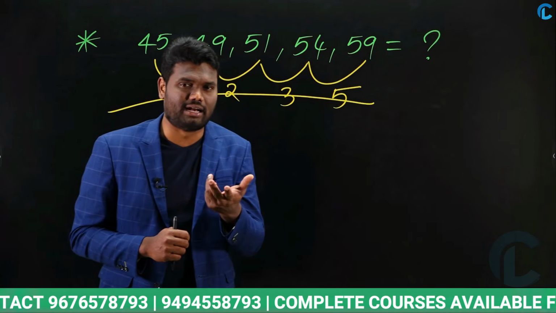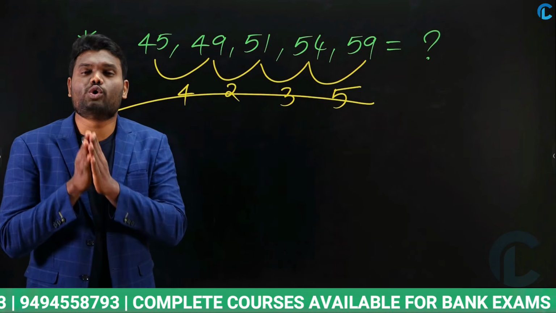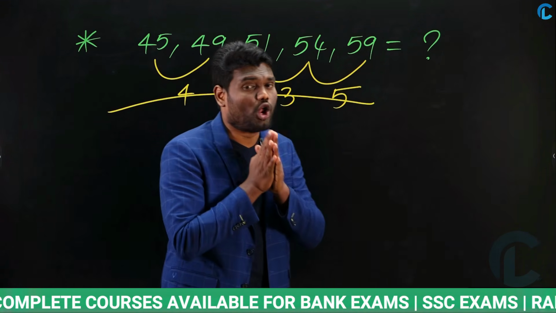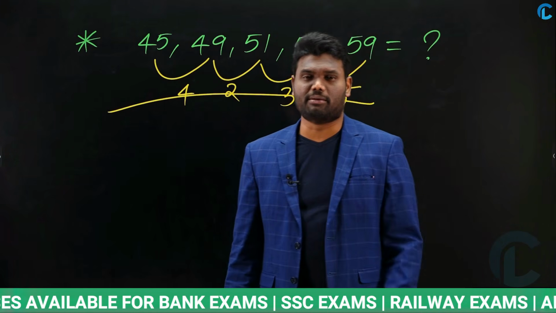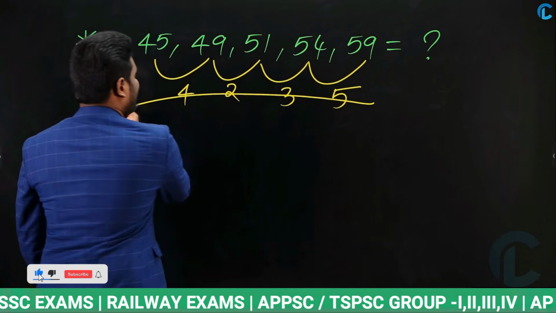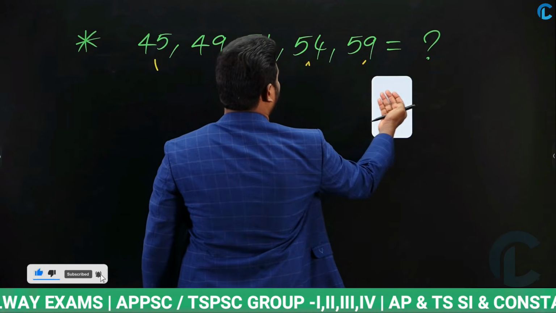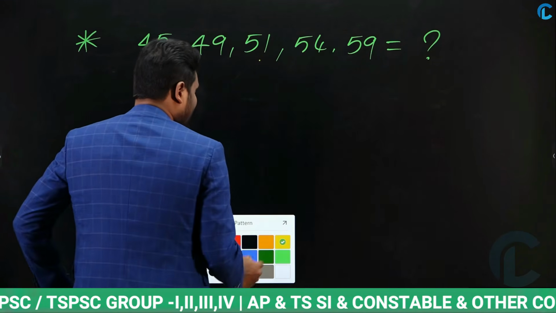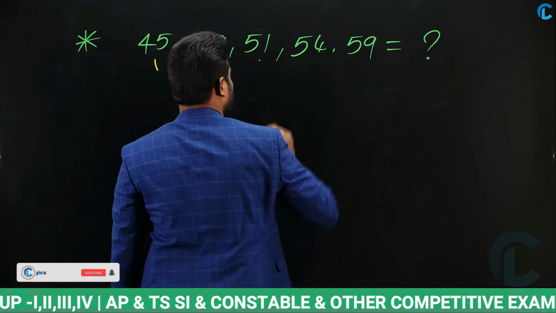Then how to calculate? You need to go for normal calculation. The normal calculation definition is nothing but the sum of numbers divided by the number of numbers. Now let us calculate the sum of numbers divided by the number of numbers, then we'll come to know what the average is.